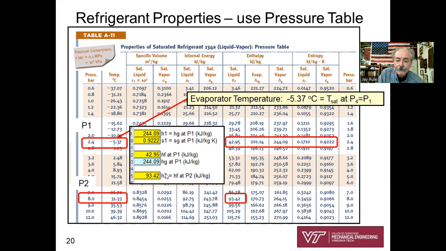And then at P2, we're going to get a little extra credit. We're going to write down hg and hf at P2 in order to solve for the quality at state 4. So we're just going to write down hf and hg. Wow, look, I already wrote down 244.09. That's hg. So that's the inlet enthalpy going into the compressor.